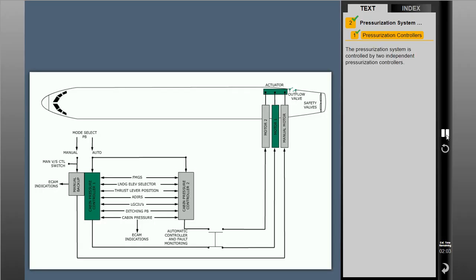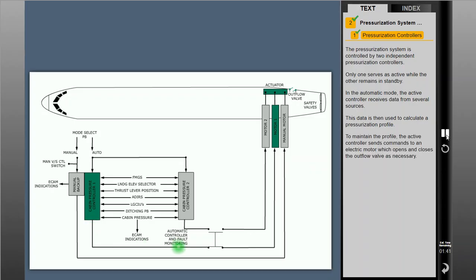The pressurization system is controlled by two independent pressurization controllers. Only one serves as active while the other remains in standby. In the automatic mode, the active controller receives data from several sources. This data is then used to calculate a pressurization profile. To maintain the profile, the active controller sends commands to an electric motor, which opens and closes the outflow valve as necessary.